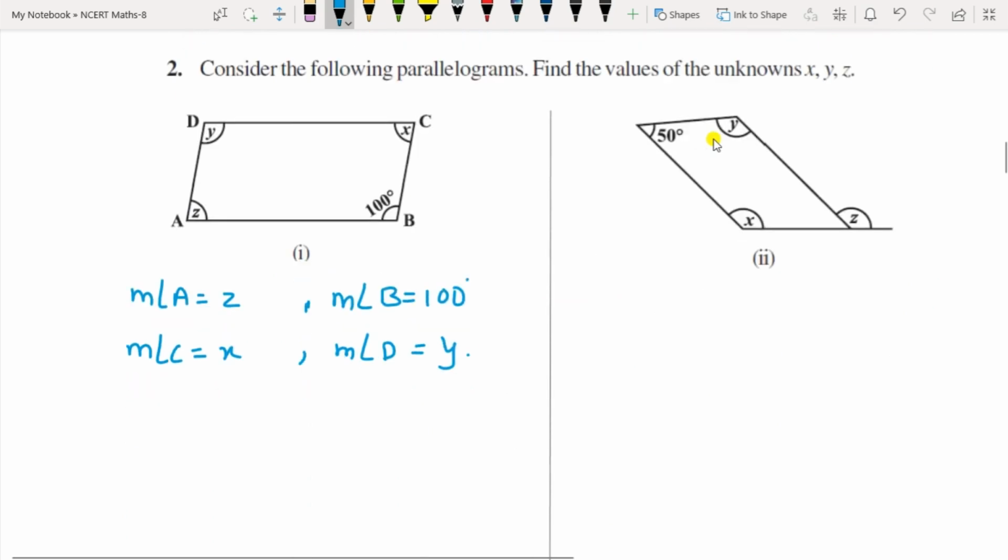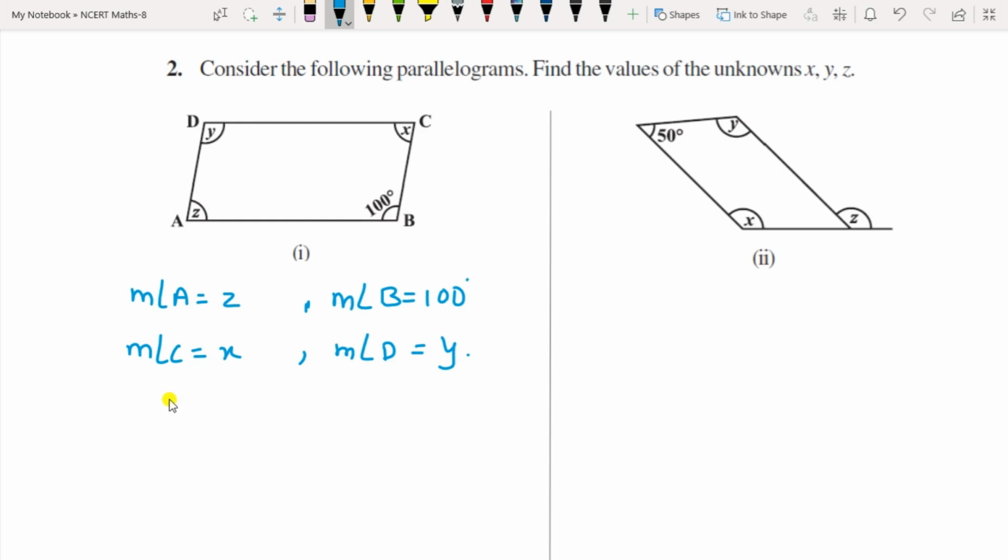Okay. Next one is, consider the following parallelograms and find the value of x, y and z. So x, y and z, this is given. A is z, C is x, B is 100 and D is y. Okay. So you have to find the unknown variables.